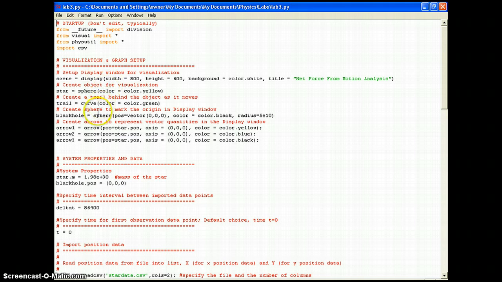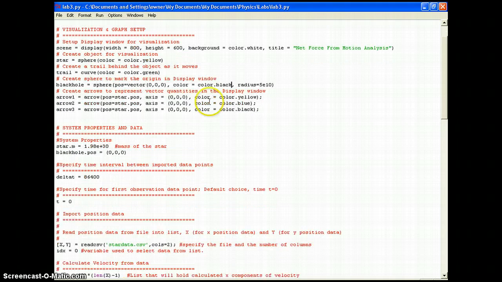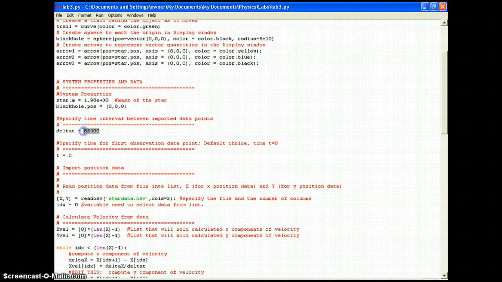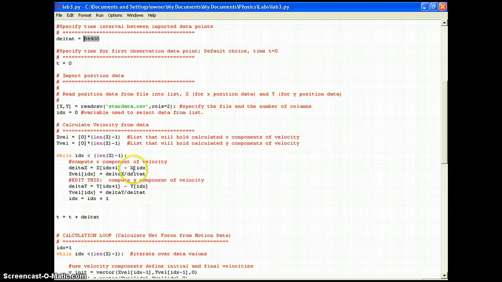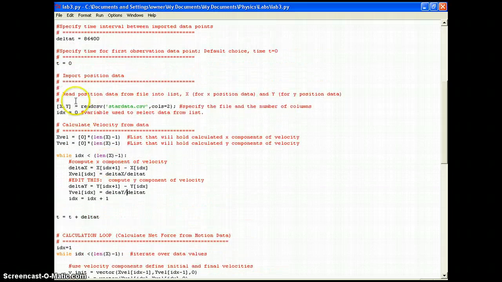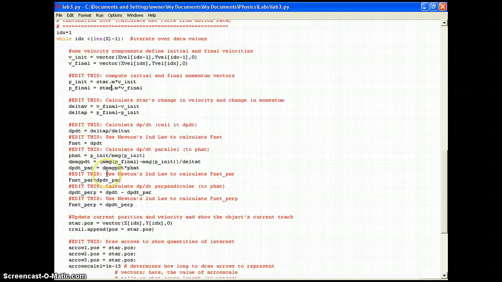So as you can see, we have accounted for the black hole in this computational model so that it'll appear when we run the model. We inserted the mass of the star, the black hole's position, the time step. We also had to account for the x and y component of the velocity. We're also starting where time equals 0 seconds. We edited for the position, initial and final.